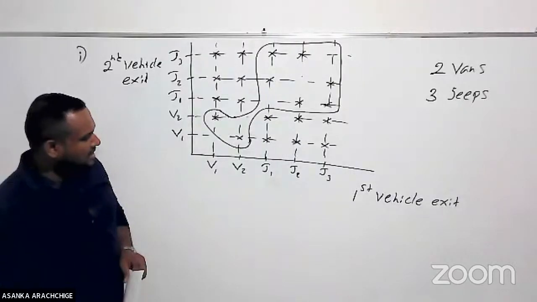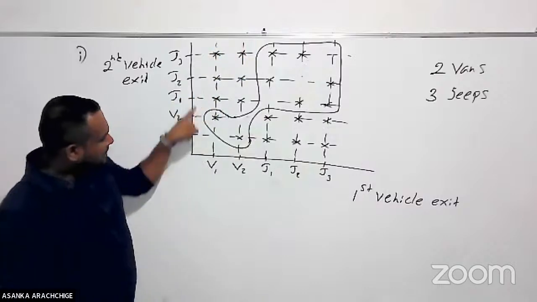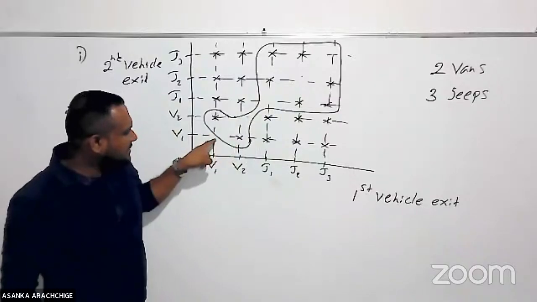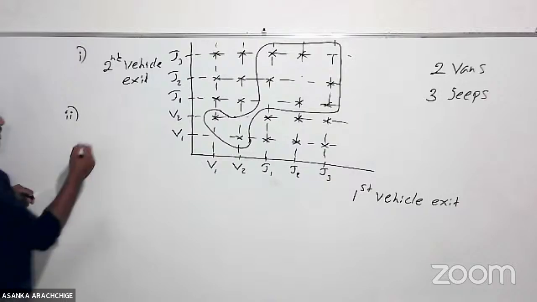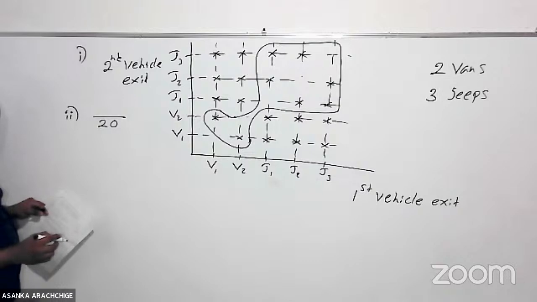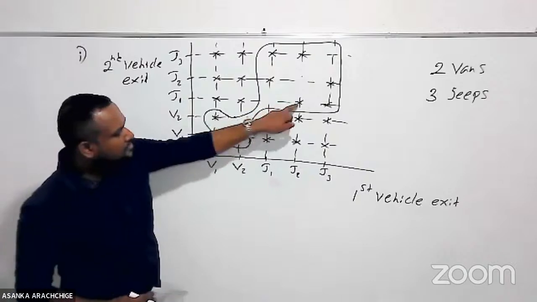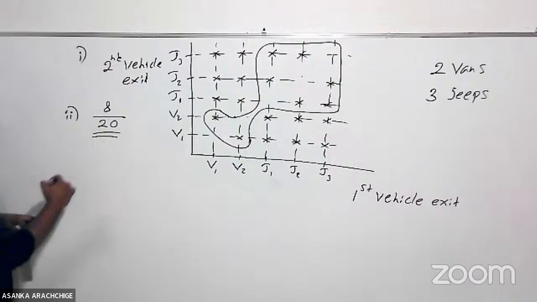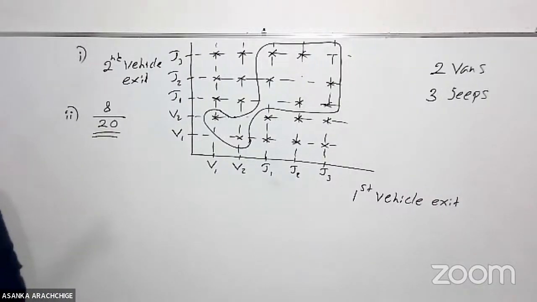Vehicles of the same type: 1, 2, 3, 4, 5. 5 times 5, 25. But these 5 events can't happen. Therefore, 25 minus 5, 20, the total number of outcomes in the sample space, right? And the number of outcomes in the relevant event: 1, 2, 3, 4, 5, 6, 7, 8. 8 upon 20. Clear? 8 upon 20.